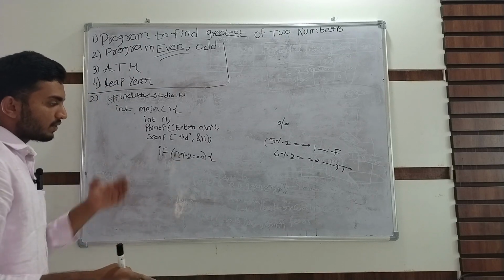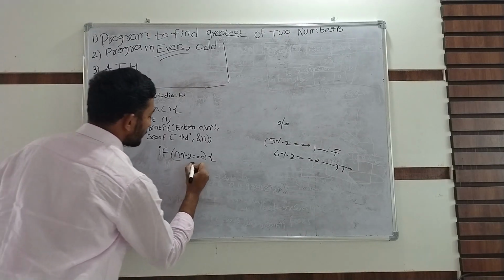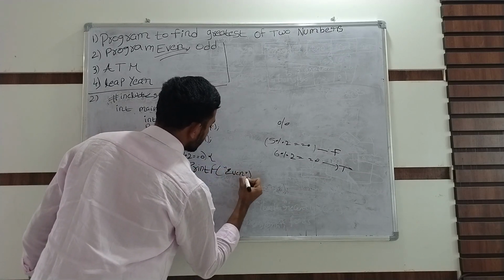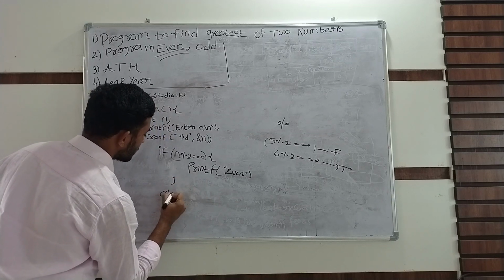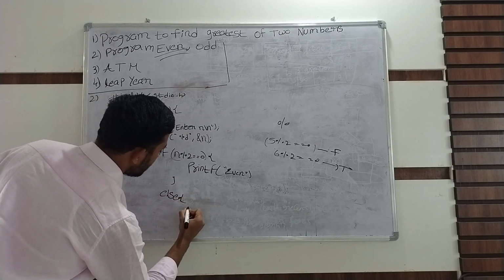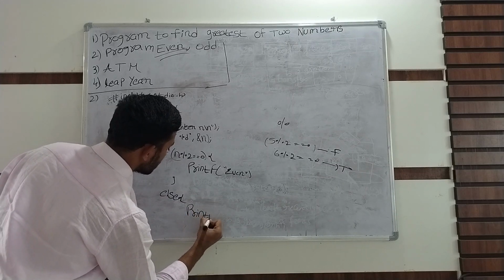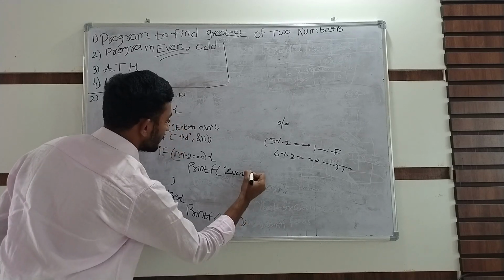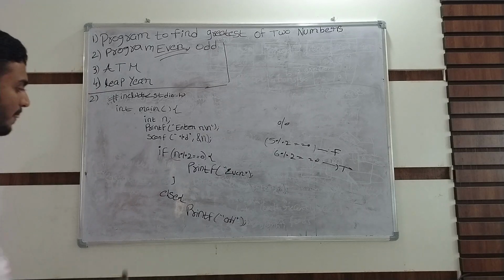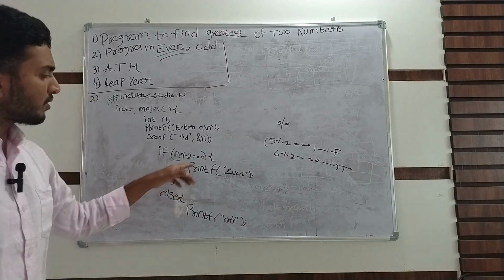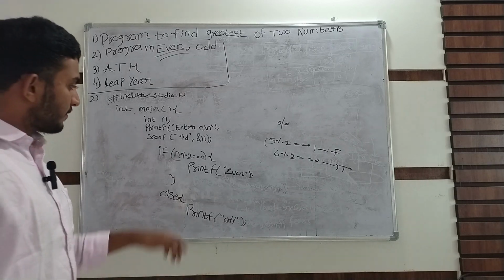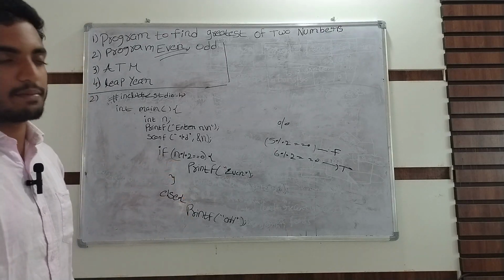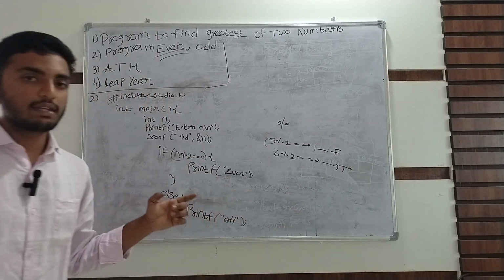If n modulus of 2 double equals to 0, printf even. Else, printf odd, like that. Semicolon. Here after the if, I am not using a semicolon. Why? If we give a semicolon there, it will become a declaration, a function declaration. If we give the semicolon, then we get the error.